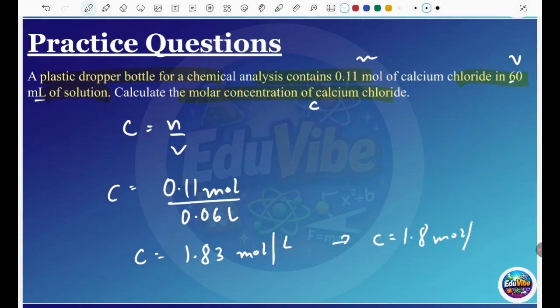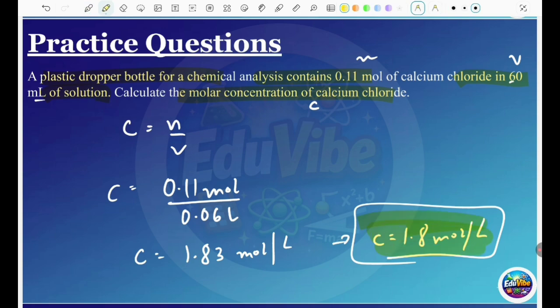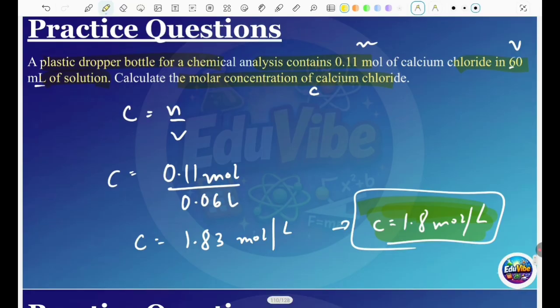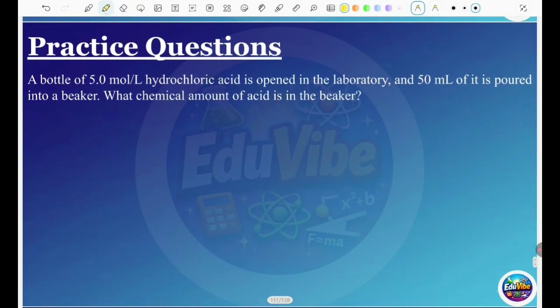You want two significant figures. So this is an easy question, but you get some complex questions too, which we already discussed when we were doing that topic, which is all the molar concentration. So check that video and practice the more complex questions in that. So yeah, next question we have.